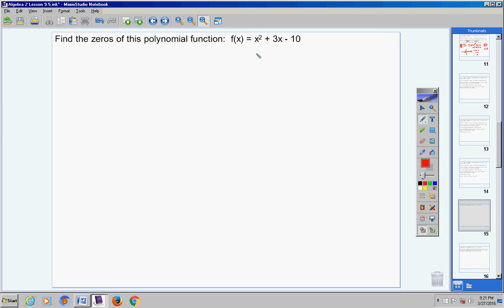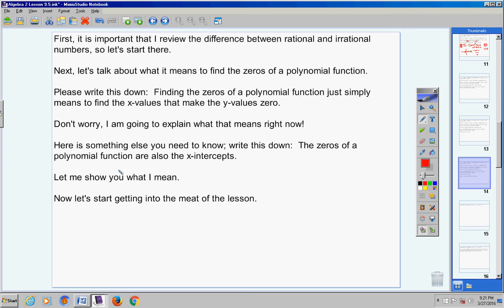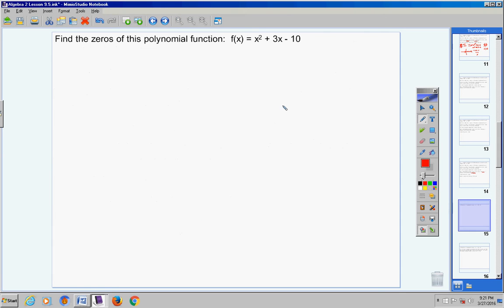First of all, I just taught you, are you listening to me? I just taught you that the zeros are the x-intercepts. So, if I ask you to find the zeros of this function, that means I want you to find the x-intercepts. We know how to find x-intercepts. Come on, guys, we're Algebra 2. Anytime I ask you to find the x-intercept of an equation, you put 0 in for y.